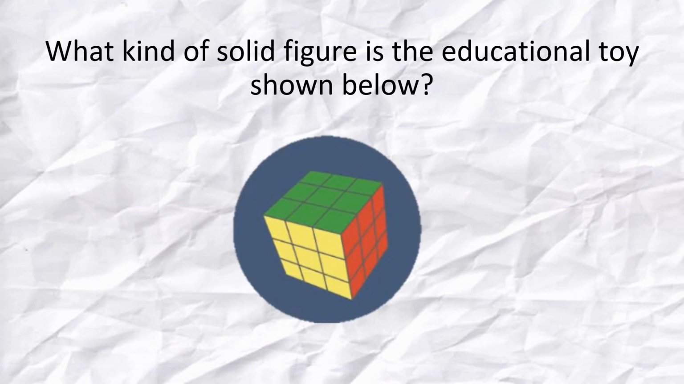What kind of solid figure is the educational toy shown below? This toy, which is a Rubik's Cube, has 6 square faces, including those not seen from this figure. A solid figure of this kind is what we call a cube.